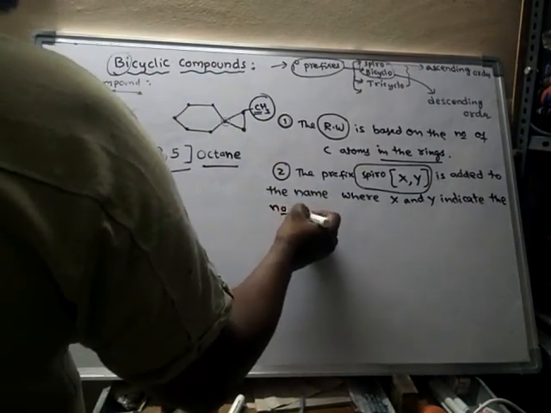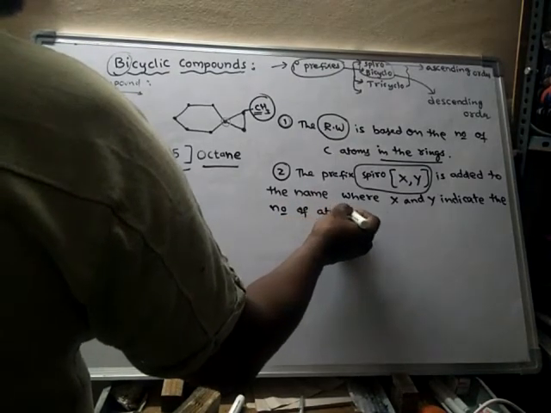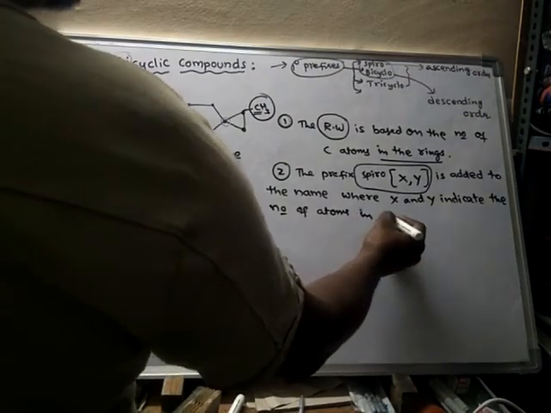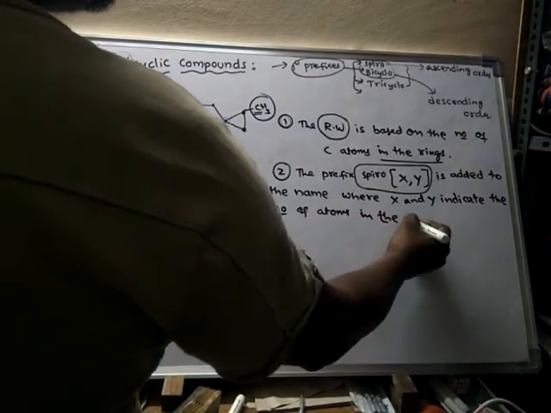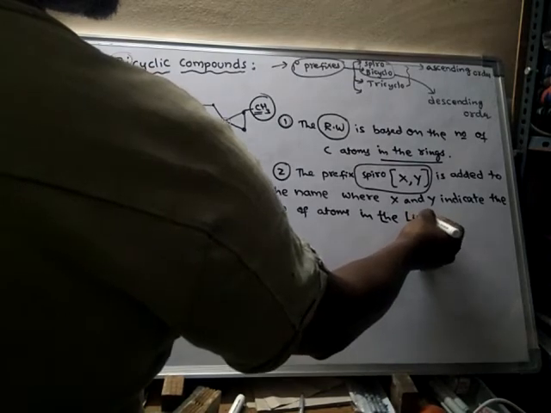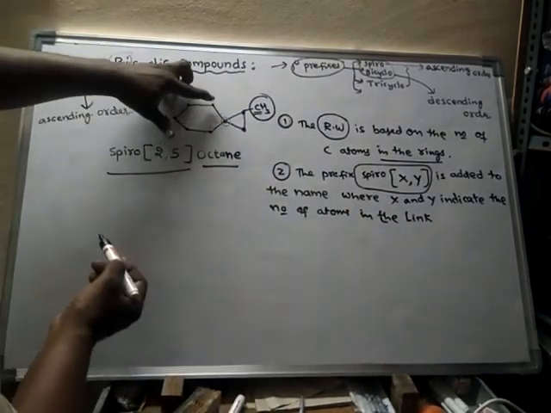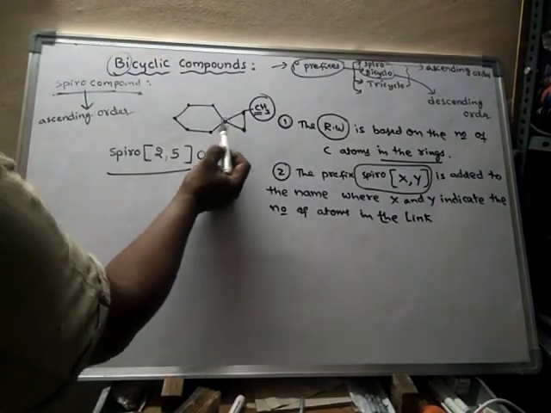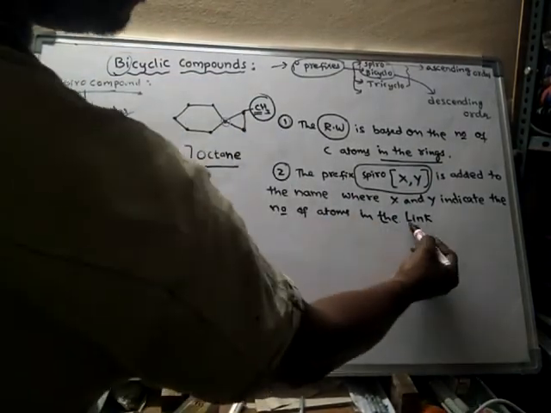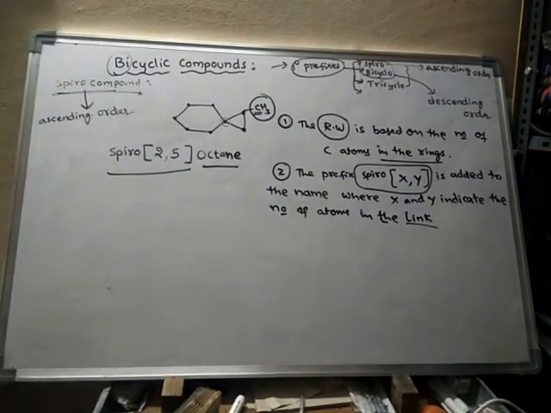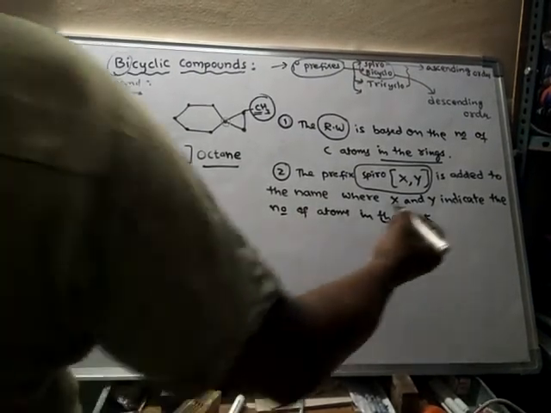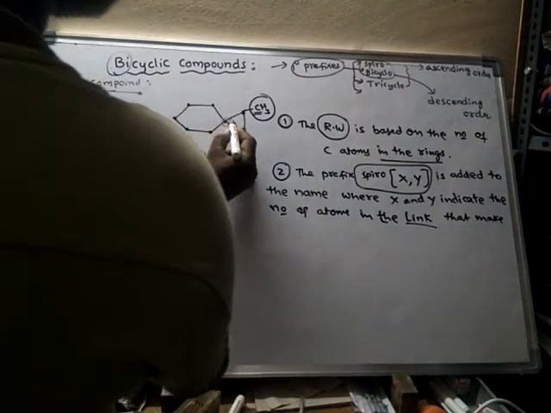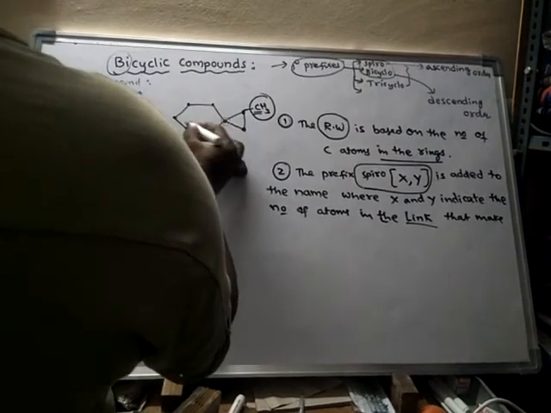Indicate the number of atoms in the links. Link means ring. So this is one link. This is another link. Link or ring, we may mention. That make each ring. So this link will make one ring. This link will make another ring.